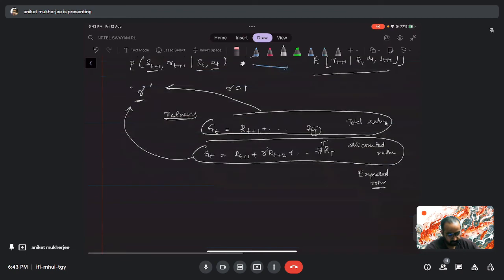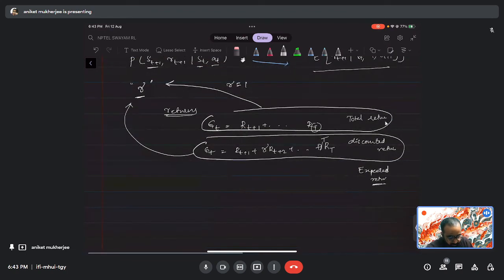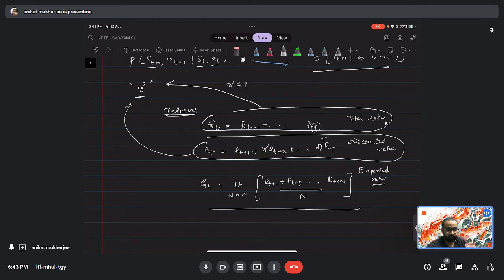Okay. So next there was an expected reward, where G_t is the limit as n tends to infinity of R_{t+1} plus R_{t+2} and so on up to R_{t+n}. So this is also one of the returns.